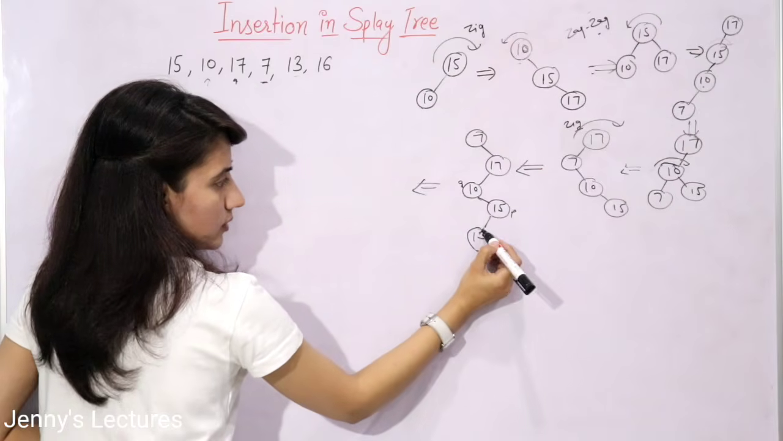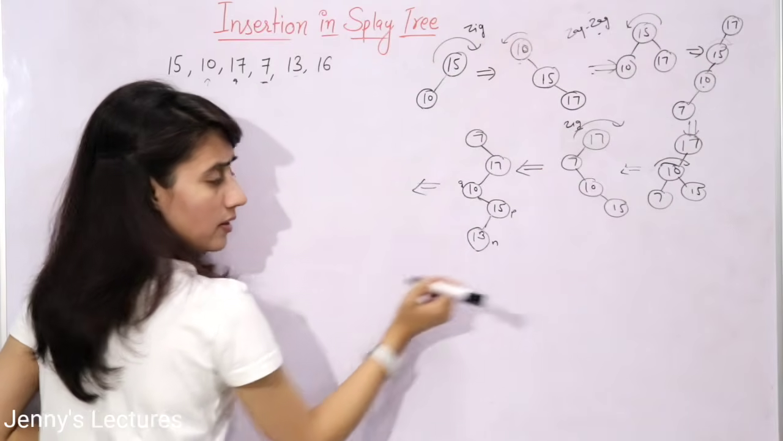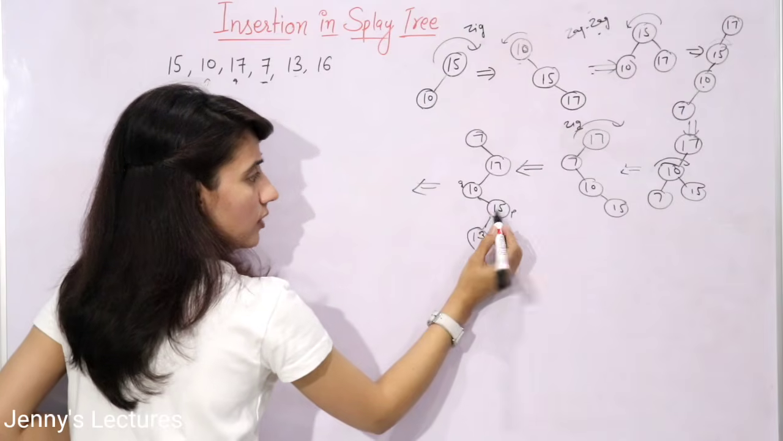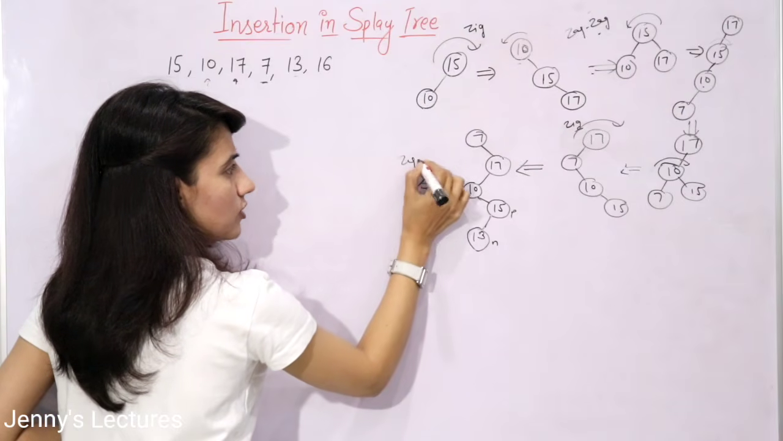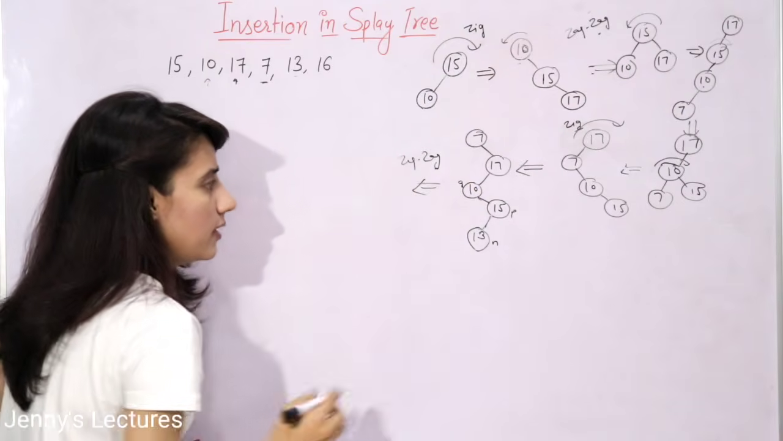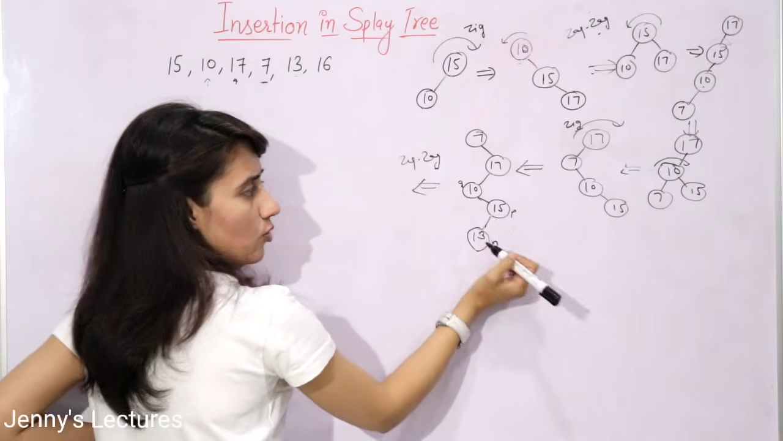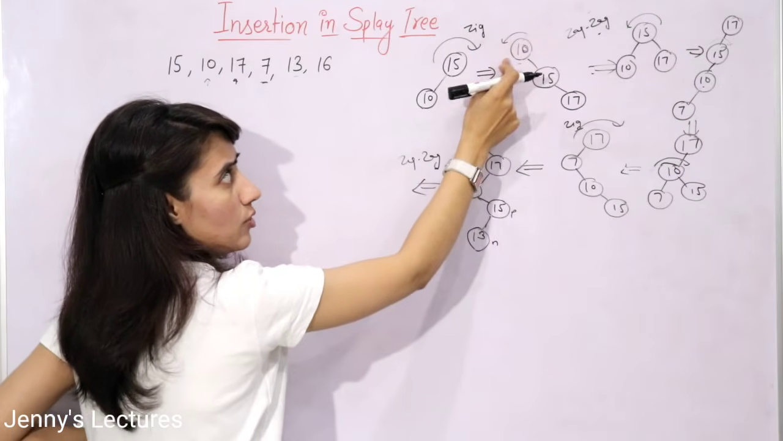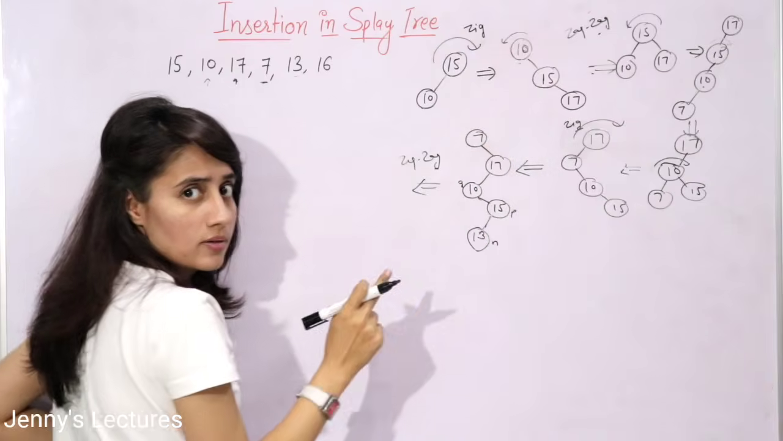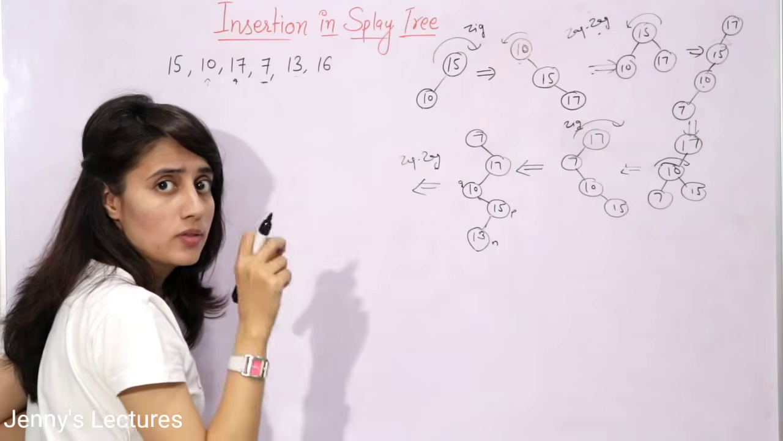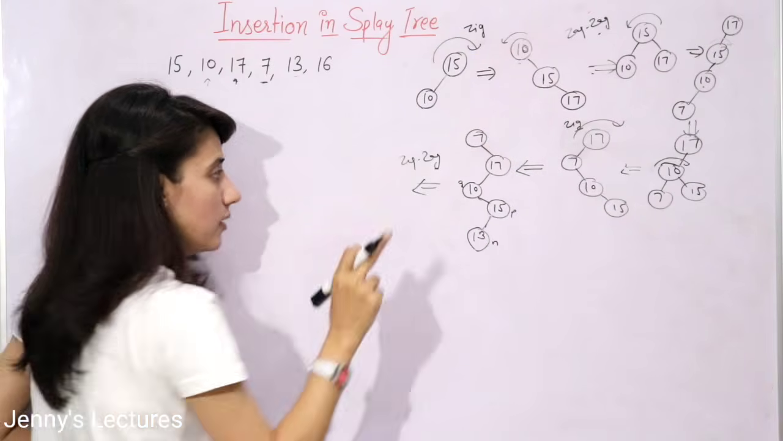Now 13 is to the left of 15. First of all, if the zig-zag situation is there, then we first perform the rotation on the parent only, not the grandparent. In the earlier case we performed rotation on the grandparent, then the parent, right? Don't get confused in this scenario, right?